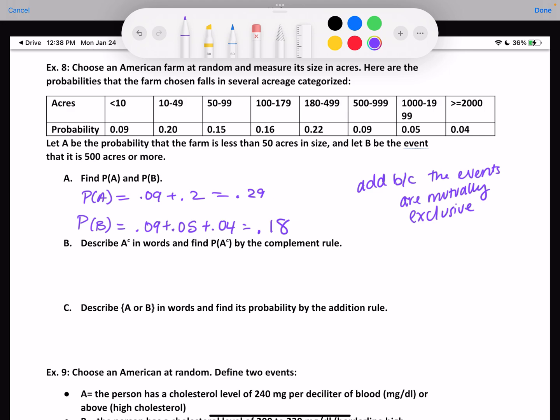Well, acres less than 50 is your A. So acres more than 50 but less than 500? A is just less than 50, meaning the complement is everything else. So A complement is the farms that are 50 acres in size or more.